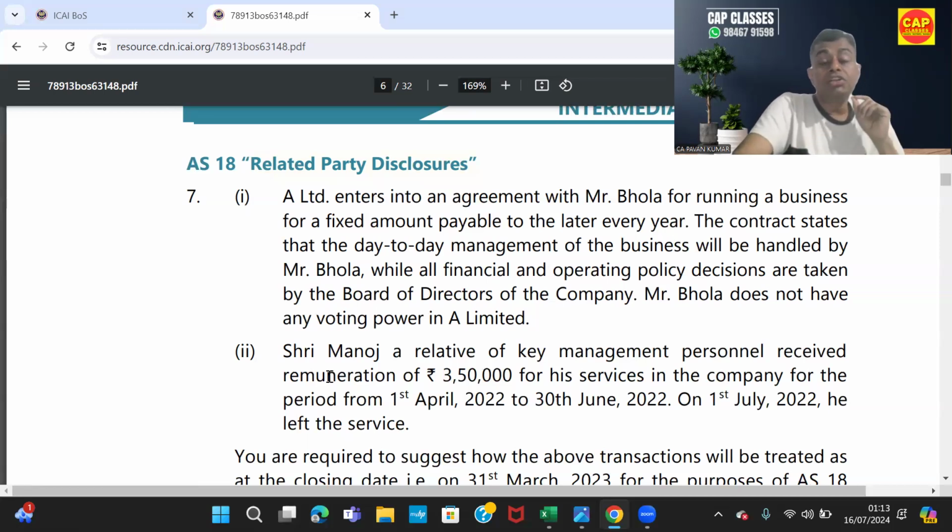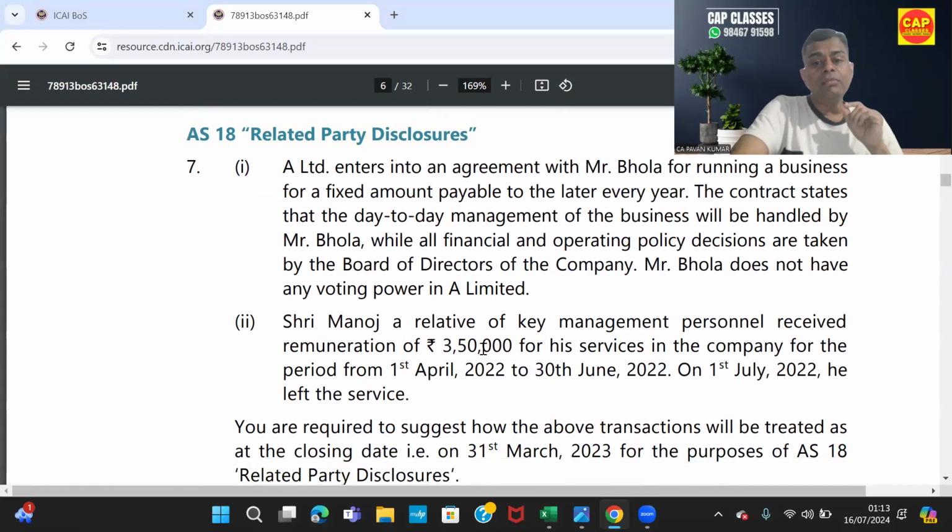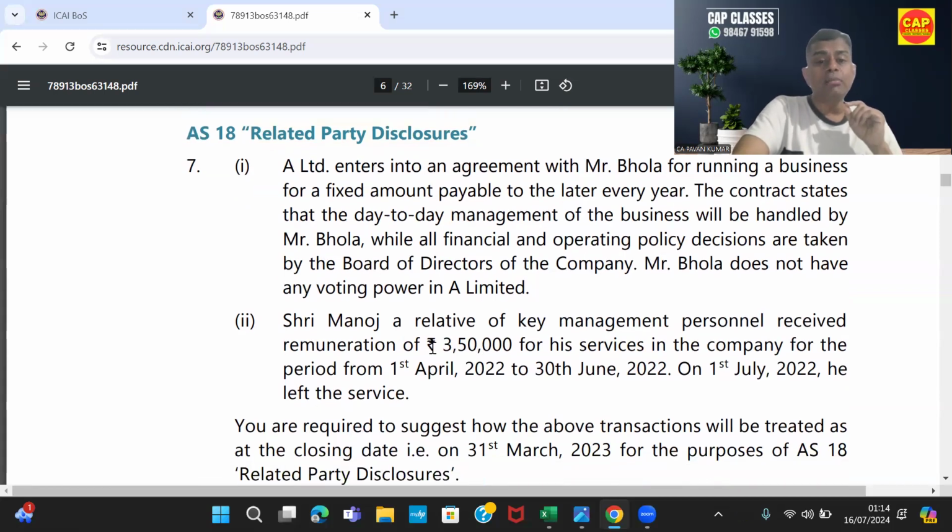Then, two, Shri Manoj, a relative of key managerial personnel, received remuneration of 3,50,000 for his service in the company for the period from 1st April 2022 to 30th June 2022. That means how many months? April, May, June. April 2022, May 2022, June 2022. 3 months he worked and 3 months he received 3,50,000 remuneration. Okay, who is he? He is a relative of KMP.